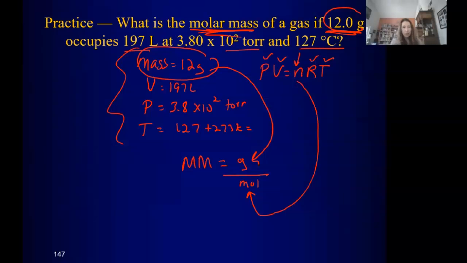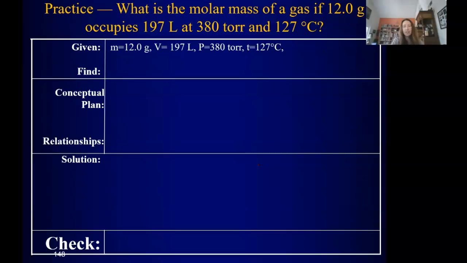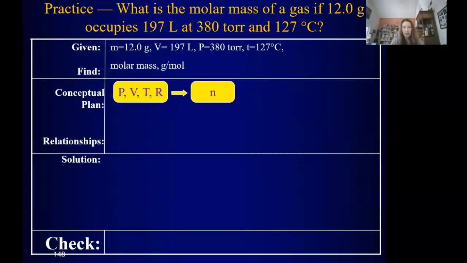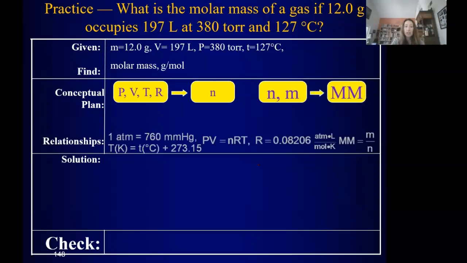And so this is what I'm talking about, how you're going to see problems that are always different. It's kind of like a little puzzle, and you're always trying to fit the pieces of the puzzle together to make sure that it makes sense in the end. Okay, so let's try this problem. Here it is. I'm just writing down everything we have already. So we're going to use PV equals nRT to get to n, and then we're going to use our n, or our moles, to get to our molar mass. That's kind of our goal here.